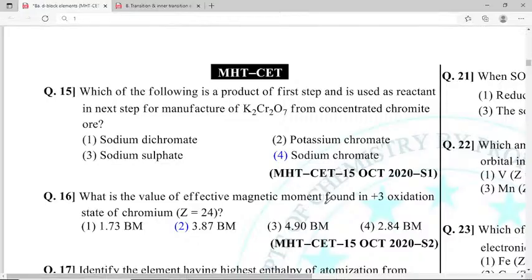Next question. Which of the following is a product of the first step and is used as a reactant in the next step in the manufacture of K2Cr2O7 from concentrated chromite ore? Sodium chromate is your answer. Sodium chromate.